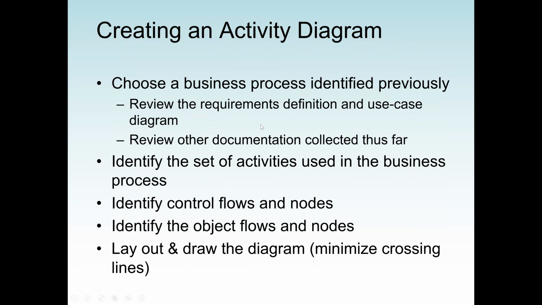So next, creating an activity diagram. They say we should choose the business process identified previously. The business process modeling will be made from the requirements, the list of requirements. So we need to again review the requirement definition and use case diagram. Then review other documentation collected, identify the set of activities used in the business process, identify the control flows and nodes, and also identify the object flows and nodes. Then we have to lay out and draw the diagram.